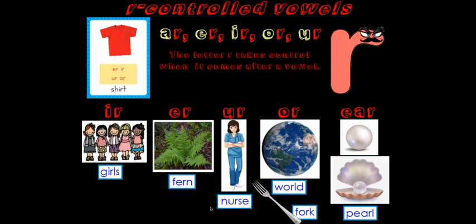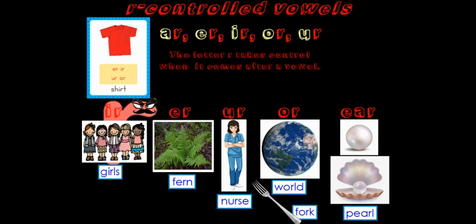Here we have some examples of words that have the bossy R. The vowels in the words are controlled by the R. So with these words, we're going to hear that sound. Our first word is girls.